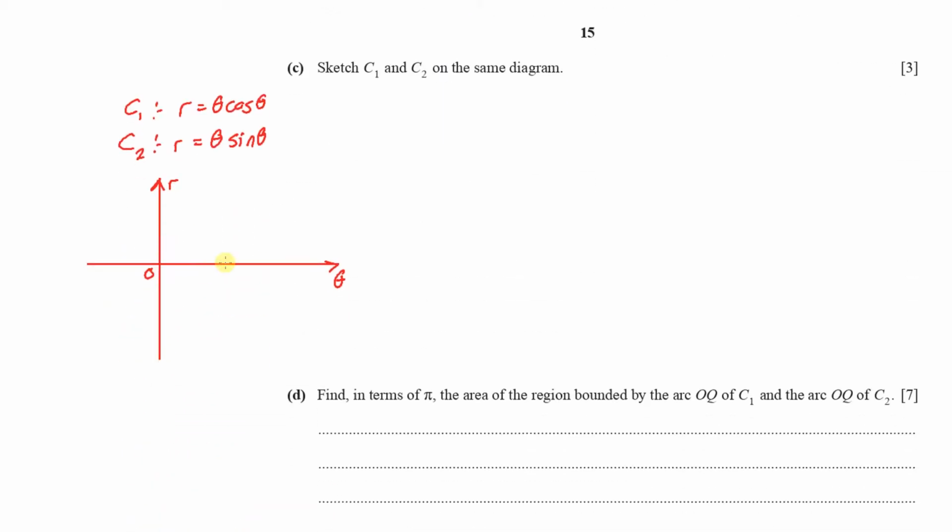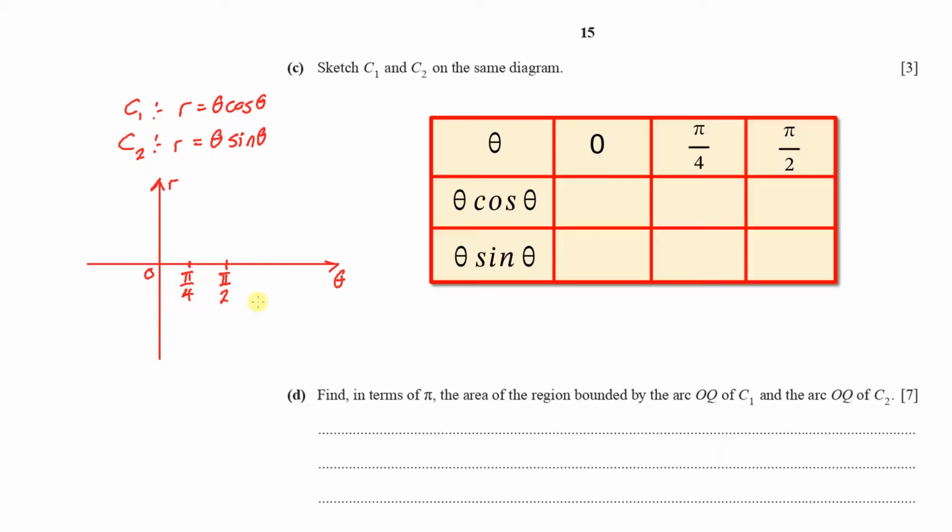So I'll have half pi here, so that's pi over 2, which means here halfway I'll have pi over 4. So with a small table of values, I can see that when theta is equal to 0, theta cos theta also has a value of 0. So I'll have a point round about here. And when theta is equal to pi over 4, then theta cos theta, if you type it in, you have a value which is around about 0.56.